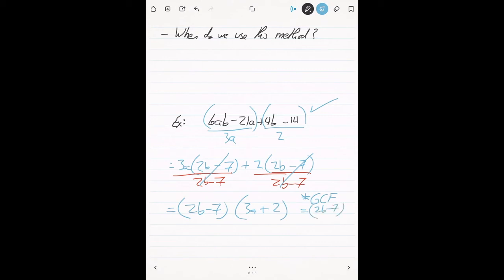So what grouping does is it forces us to see what was distributed through. So here is our final answer. You can use the box method to check your work, but you would be able to see that this is what we're going to get. Now, when do we use this technique of grouping?